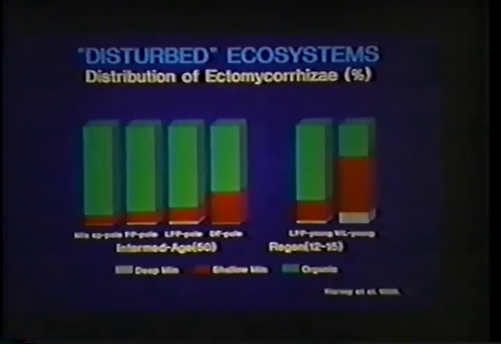Take a look at some disturbed ones now. Even in disturbed ecosystems, we find this is true. Starting on the left, mixed species pole-age stands, ponderosa pine pole-age stand, lodgepole pine pole-age stand, Douglas fir pole-age stand. These were disturbed, but not excessively so, when they were reforested. We could tell by the soil samples that we took, and I'll take a little closer look at that later. They had been disturbed, but not destructively so.